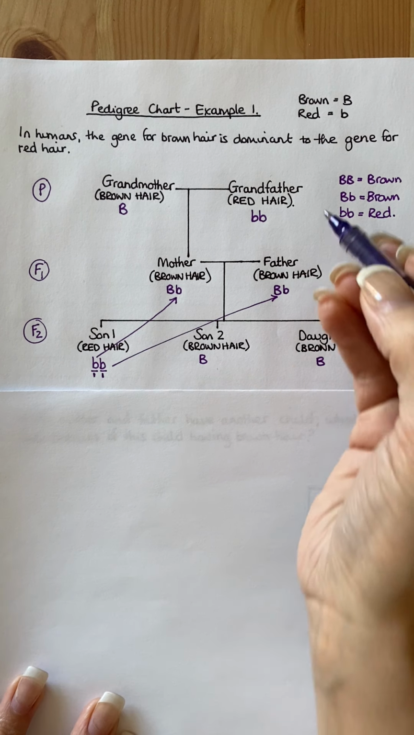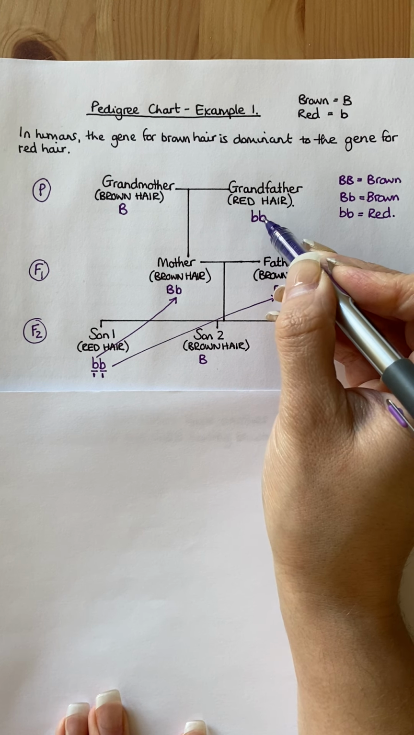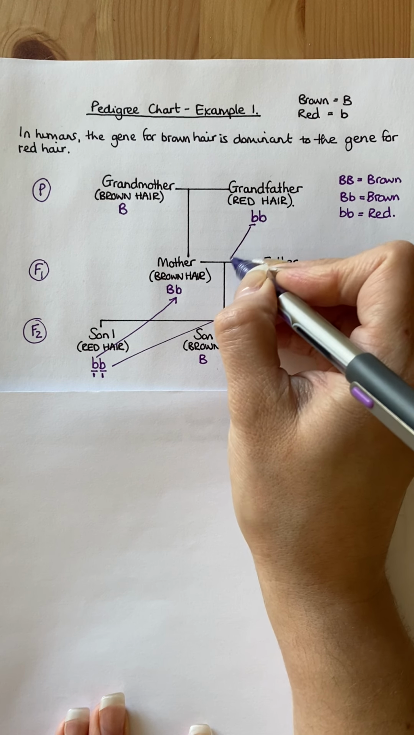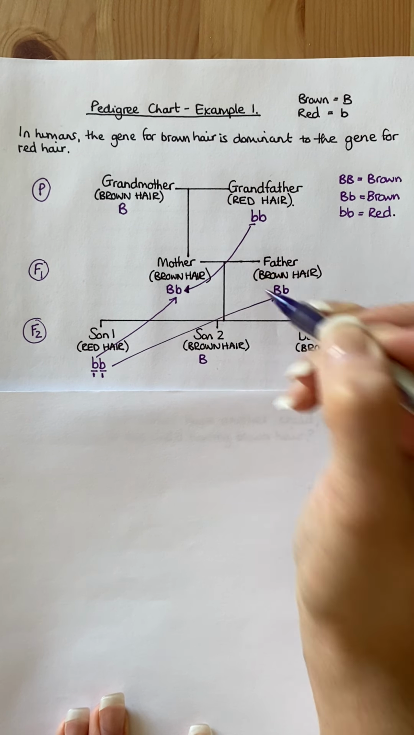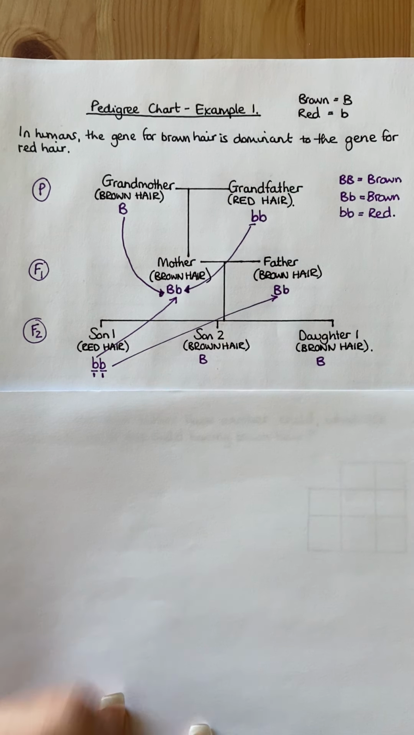Now the same if we look at the grandfather, that proves that that's correct, because the grandfather can only ever give a lowercase b, and that's where this mother got it from. She must have got her capital B from her mother.